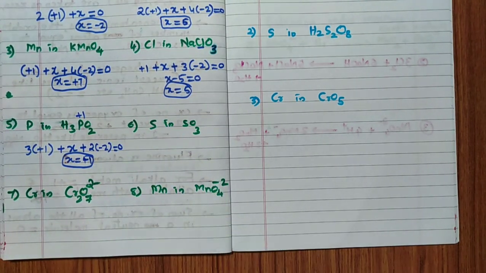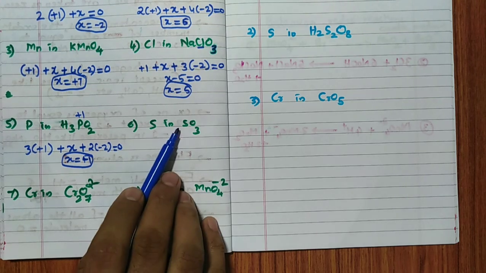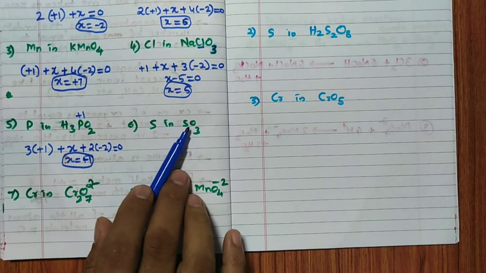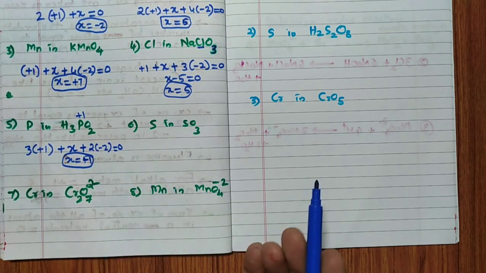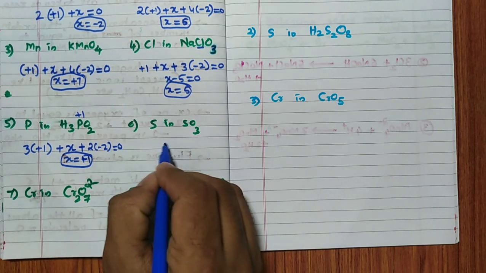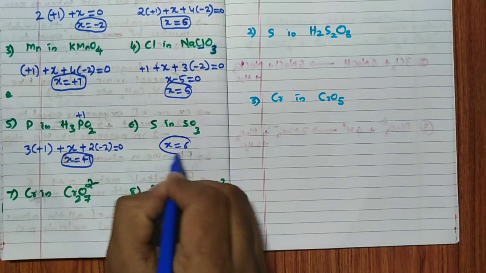So every time, what method do like this. Without doing this calculation, you have to tell the answer. Because in competitive exams we will not have much time. Hence you have to do this calculation in your mind only. See, I will tell you here. X minus 6 here, because oxygen minus 2 into 3, minus 6, X minus 6 equal to 0. X is equal to plus 6. Right? So I will write that directly.